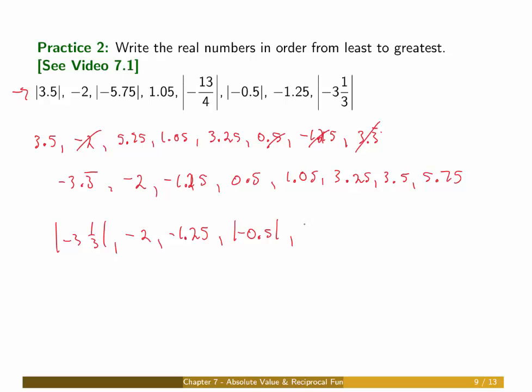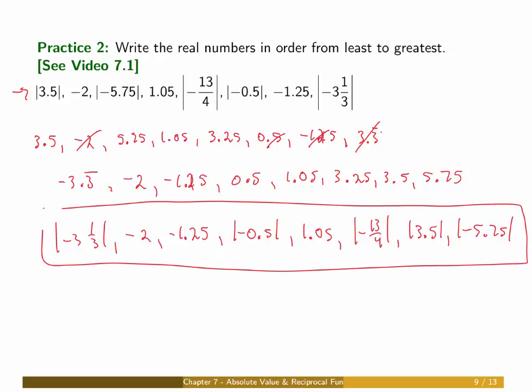And then we have 1.05. Then we have 3.25, which was negative 13 over 4, absolute value. So you can see I'm just matching these up again. And then we have 3.5, which was an absolute value. And then we have 5.75, which was in absolute value as well. So there you go. There is our rewritten from least to greatest.